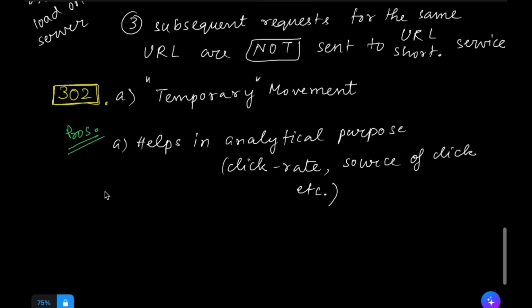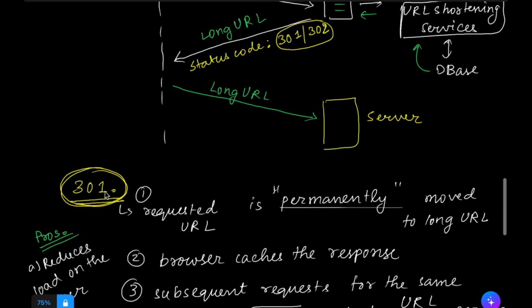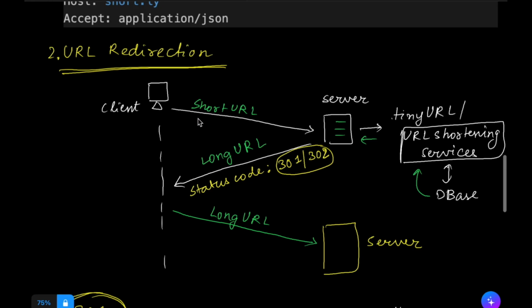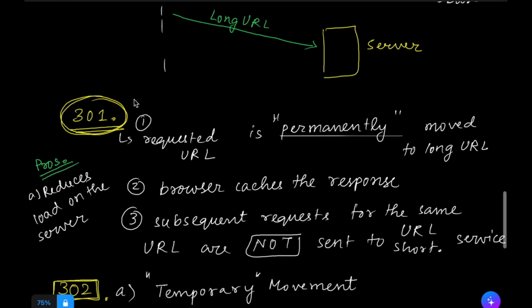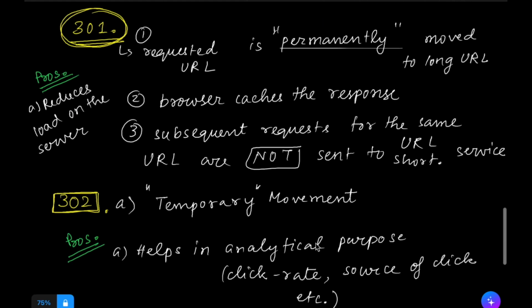So this is an overall high level view of how URL redirection happens. In a nutshell, the client clicks on the tiny URL, it goes to the server hosting the URL shortening service. It converts it into the long URL and sends the long URL along with the status code 301 or 302 depending on your use case. Then the client is redirected to the long URL, which is the actual application. These status response codes 301 and 302 each have their own significance, and certain pros and cons, which we just discussed.